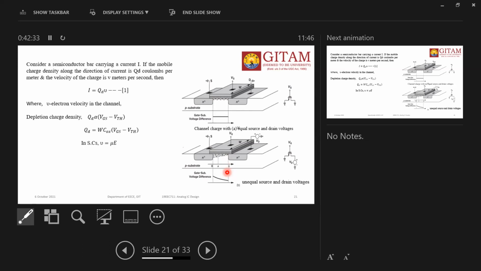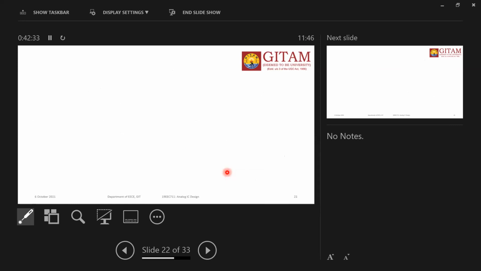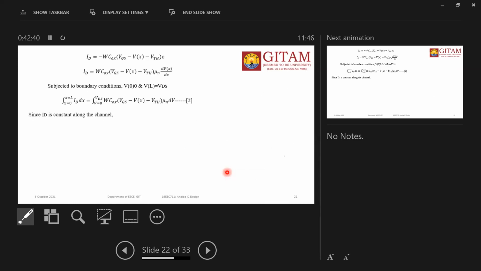So apply these boundary conditions to find the total current, with X from 0 to L. V of 0 is equal to 0, and V of L is equal to VDS. V of 0 is 0 means at X equal to 0, potential is 0. At X equal to L, potential is VDS, because it is the drain terminal. The source is connected to ground, that's why 0.